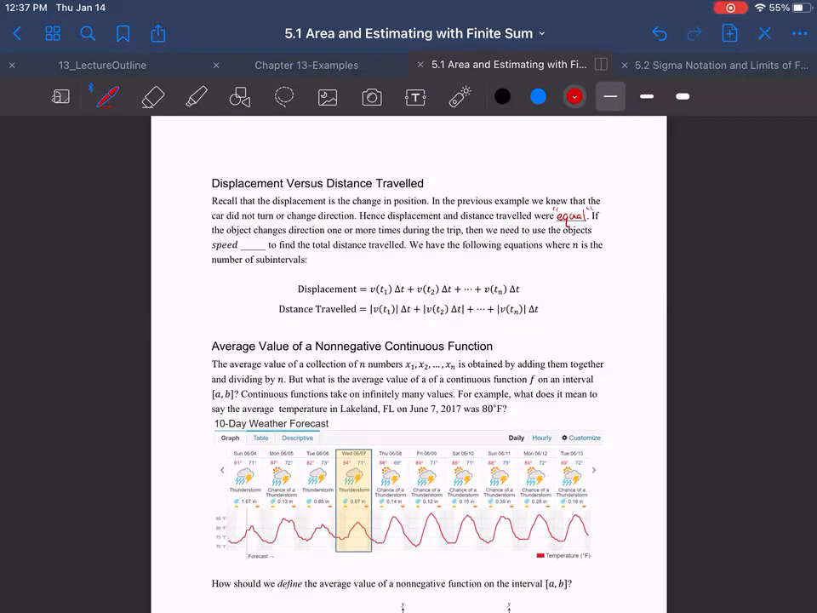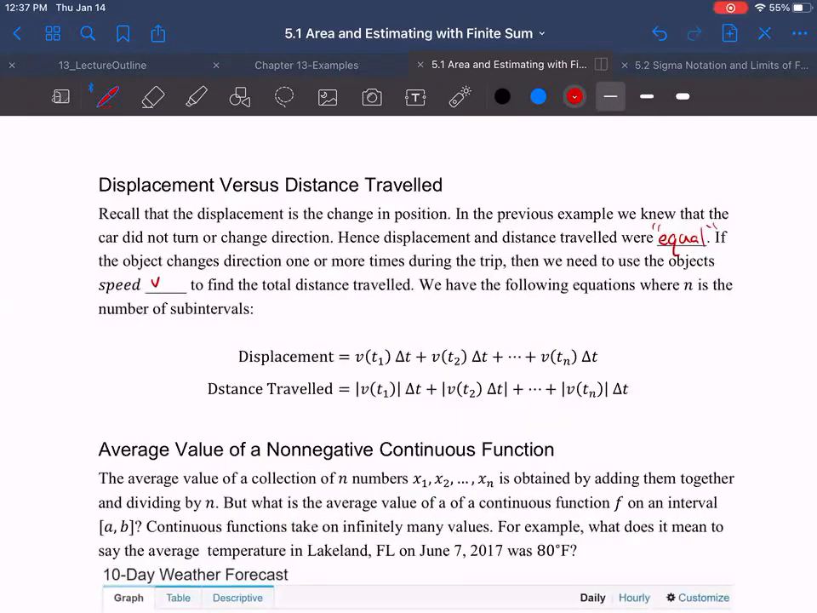If the object changes direction one or more times during the trip, then we need to use the object's speed, which is the absolute value or the magnitude of the velocity, to find the total distance traveled. We have the following equations where n is the number of subintervals. In the first one, we're doing displacement, where we're actually worrying about the direction of the velocity being traveled. So this one might be forward, this one might be backwards, and then forward, and then forward, and then backwards or something like that.